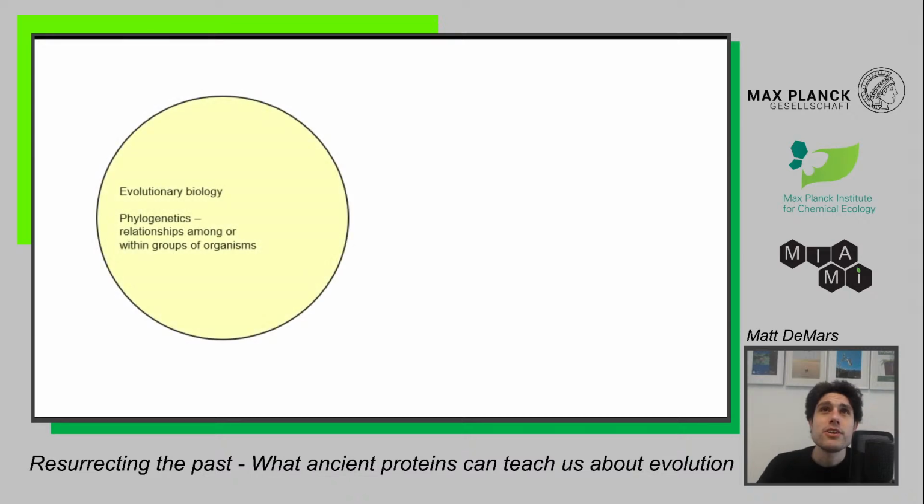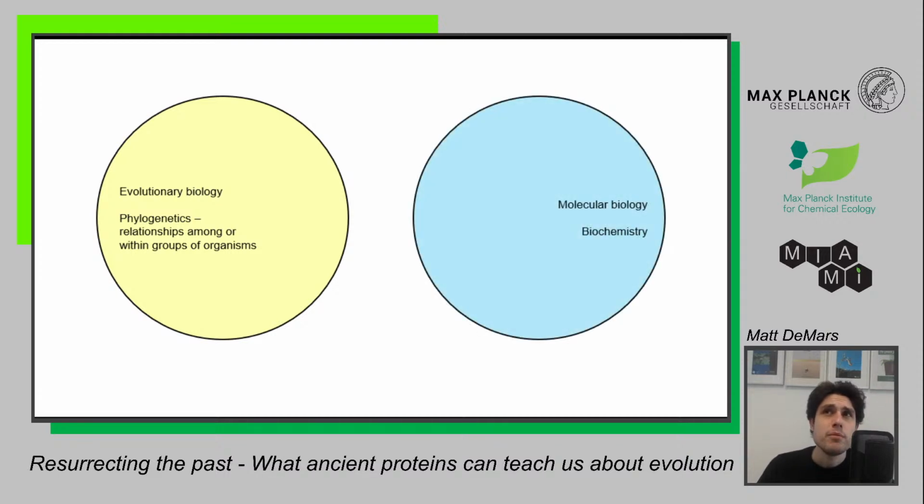First, I just want to start broadly. Biology is obviously a huge field, and it has many subdisciplines. One, of course, is evolutionary biology, dealing with the evolution of organisms over time. Phylogenetics is a related discipline, looking at the relationships among or within groups of different organisms. A field that is more familiar to me is molecular biology and biochemistry.